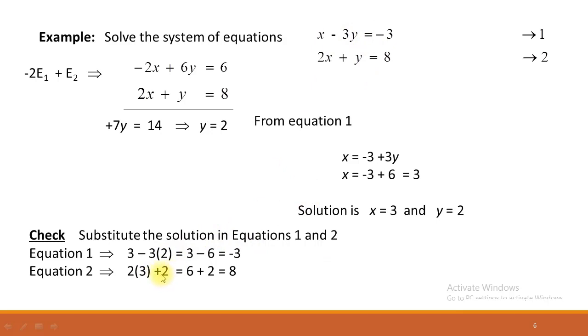Now check the solution for equation number 2. 2x plus y, this is the value of x, 2 into 3 plus y, this is the value of y, which is equal to 6 plus 2, which is equal to 8. In the right hand side, equation number 2 has 8, so the solution also satisfies equation number 2, so the solution is true for this system.